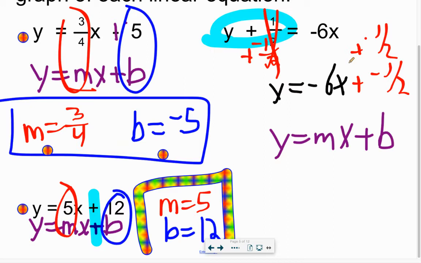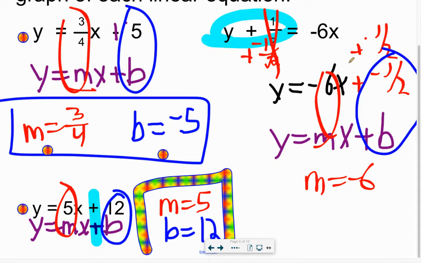Now again, here we have it. Our slope-intercept form is what we're in, so you can tell me that m equals negative 6. And then what is the y-intercept? What's in the place of the b? Negative half.